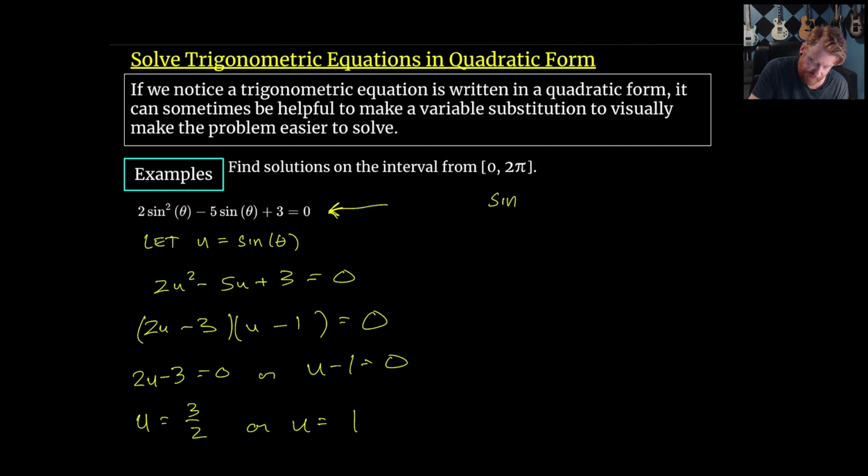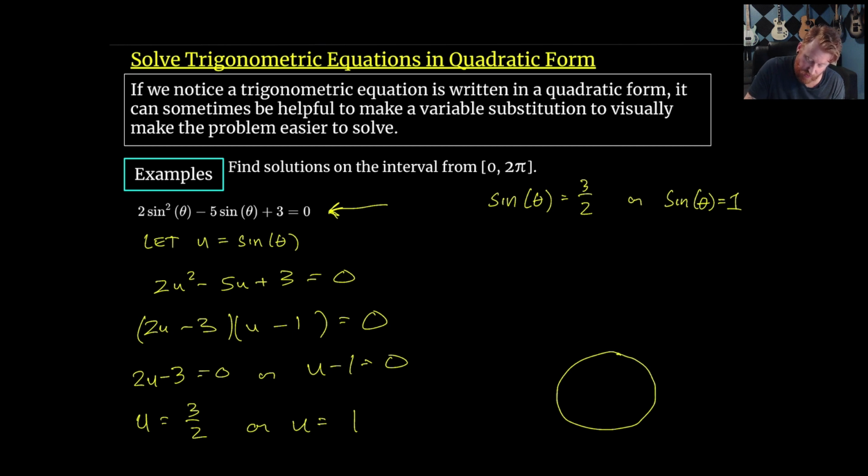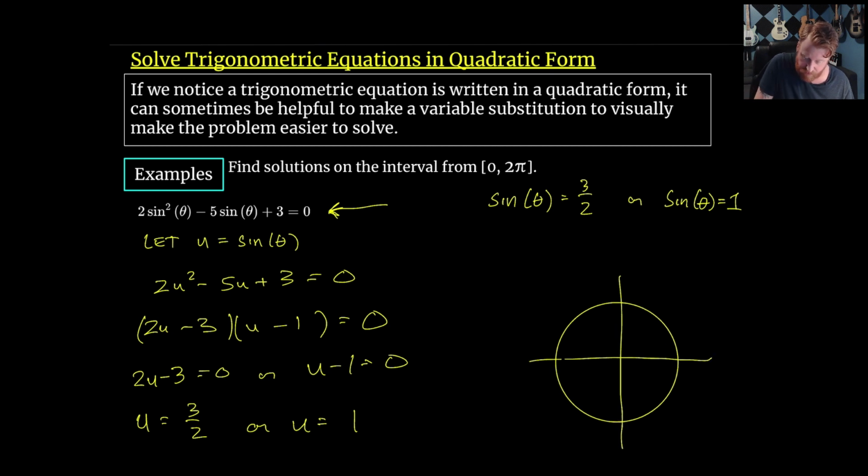So we're actually looking at the sine of theta is equal to 3/2, or the sine of theta is equal to 1. And now we can look at solving each one of these individually. So we can draw a unit circle. You might be noticing something weird about that first one, but let's make sense of that. For the first one, we're looking for some angle that'll give us a sine value of 3/2. Well, 3/2 is like up here. So we're never going to get a sine value of 3/2. 3/2 is not in the interval from -1 to 1. So there is no solution here.